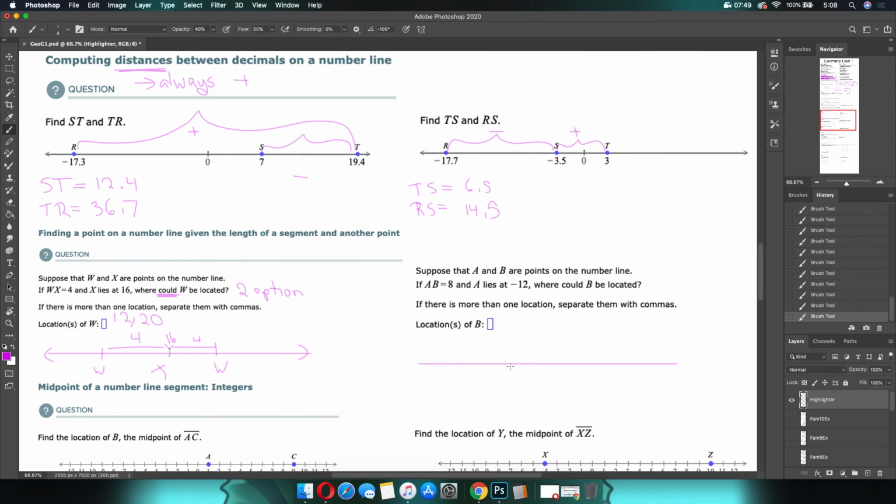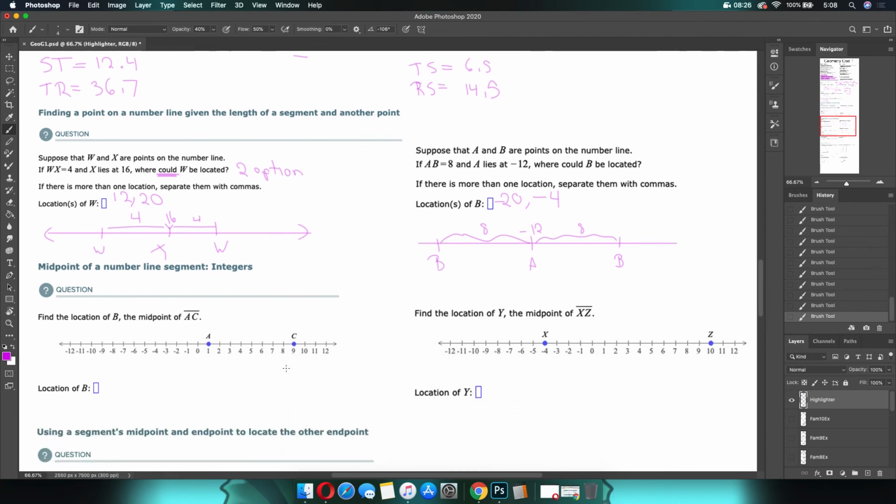If we do it again, we're told that this is going to be point A, and it lies at negative 12. AB has a length of 8. So if I start at negative 12 and I go 8 to the left, where do I stop? Negative 20. Okay, so far so good. If I go 8 to the right, where do I stop? That's subtraction, negative 4. Those are our two options for our points. That's what you're looking to do for this one.